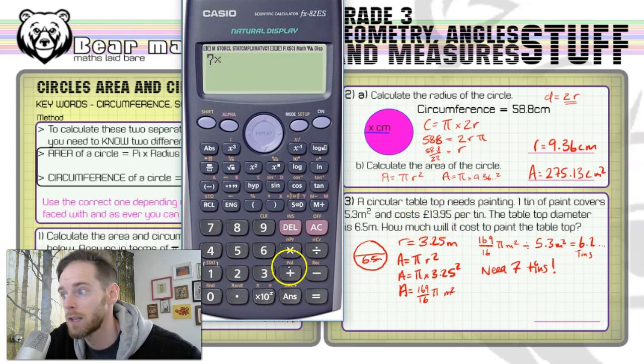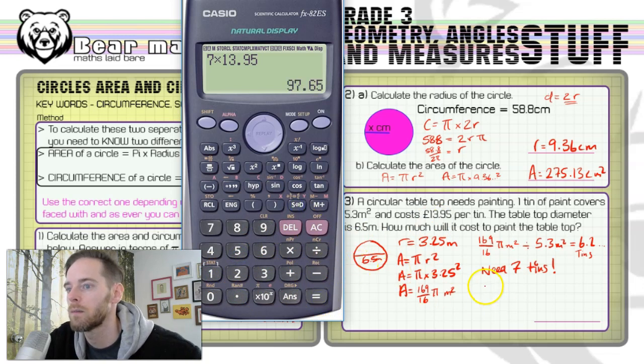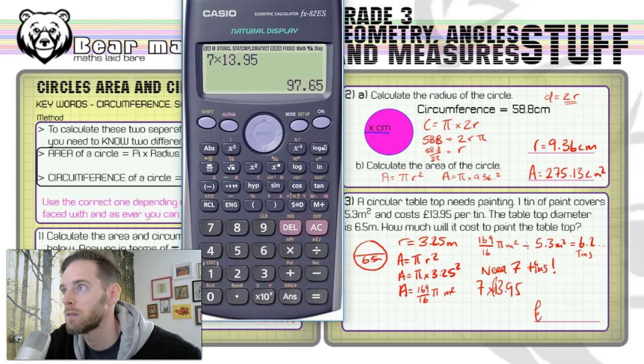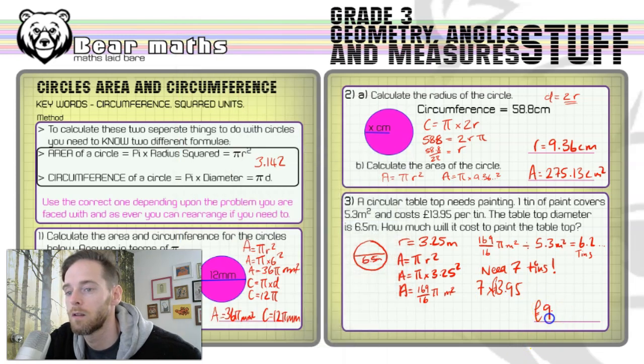the cost of each tin, £13.95. Simple calculation now, and that is what we get as our final answer. So £97.65. 7 multiplied by £13.95 is equal to, I think it was £97.65. Yes, it was. £97.65.